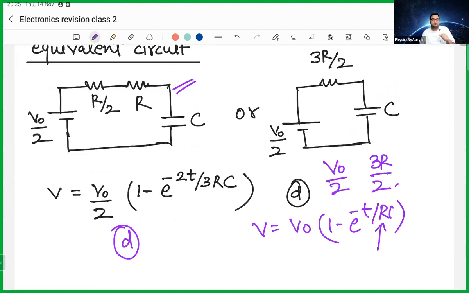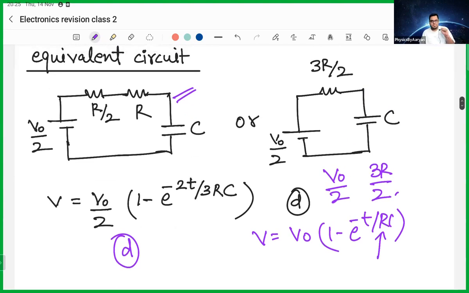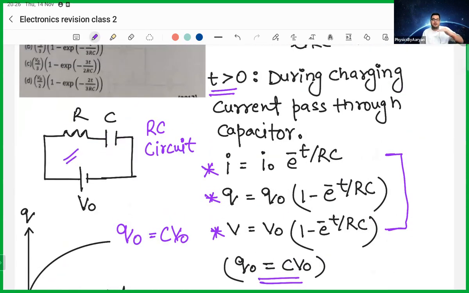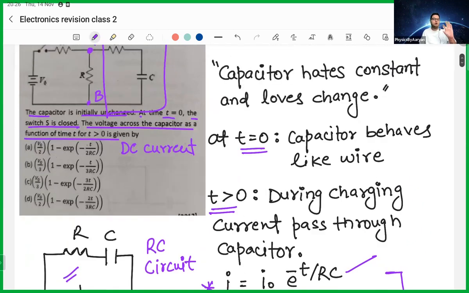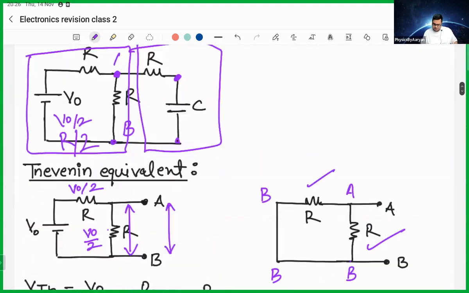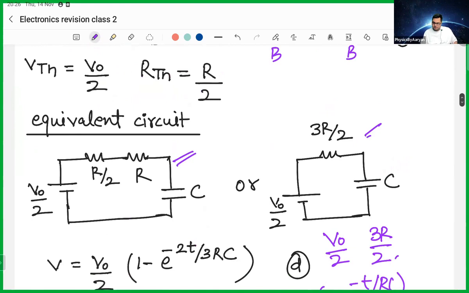What did I use in this? First, I learned RC circuits. If I have this kind of circuit, what happens? That is my fundamental: charge will increase, so the equation of charge is this; voltage will increase, so the equation of voltage is this; current will decrease, so the equation of current is this. But then I realized my circuit is a little bit complicated. So first I made a Thevenin equivalent circuit. I took my left hand side and took its Thevenin equivalent. That was my simplified circuit, and then I just put the values in my equations and got the answer. Any doubt in this problem?